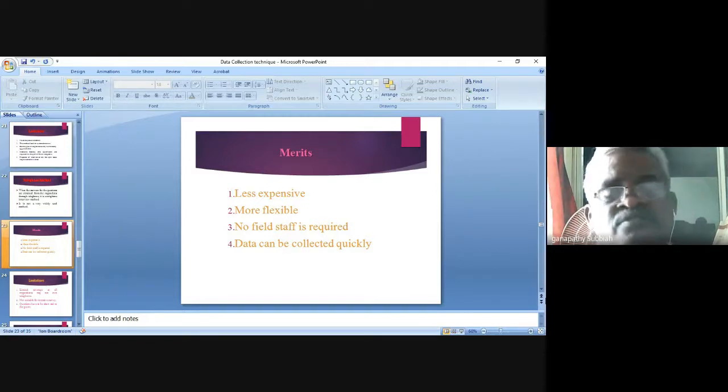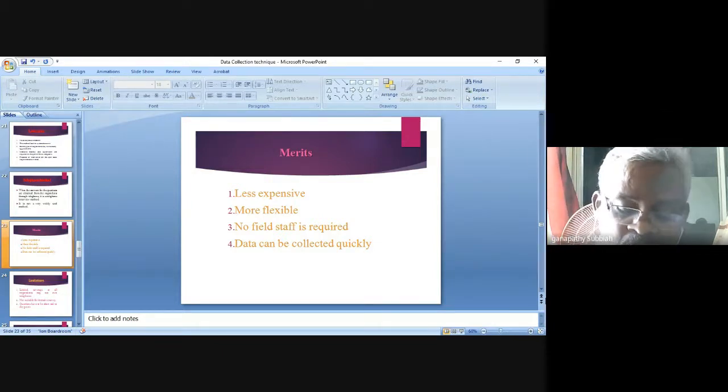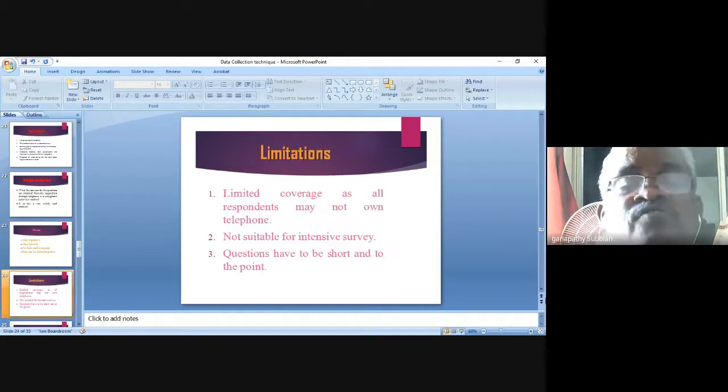There are some merits of the telephone interview method. It is less expensive. The method of data collection is more flexible in nature. No field staff is required; the researcher collects the information themselves. The data can be collected quickly through the telephone interview.